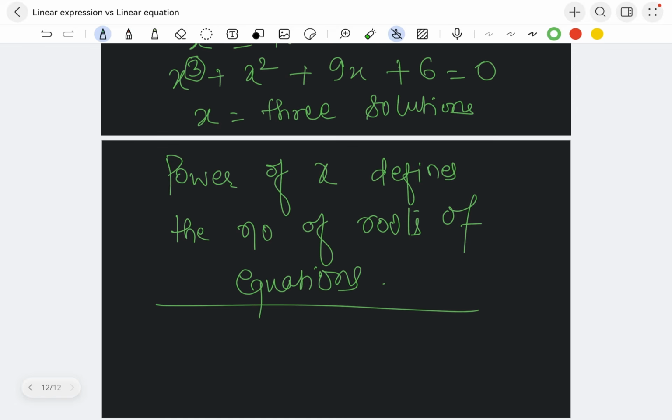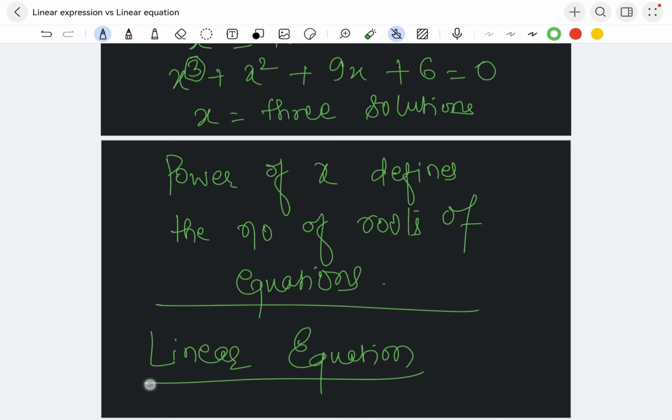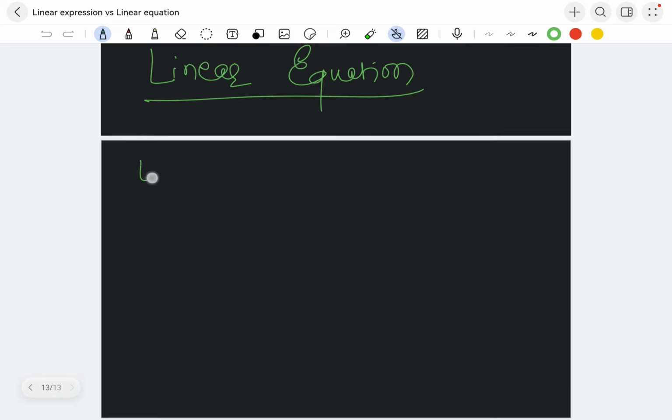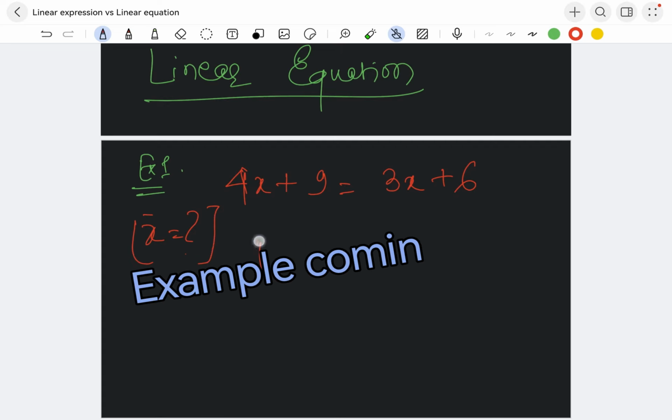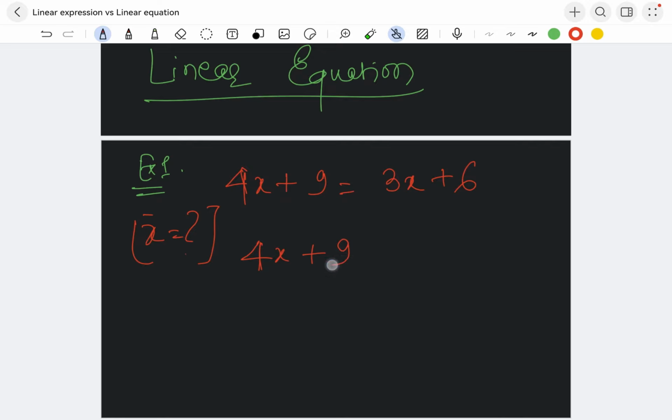Currently we are talking about linear equations, so we will see some examples of linear equations. Example number 1. Find the value of x. So how do we solve this? 4x plus 9 equal to 3x plus 6.